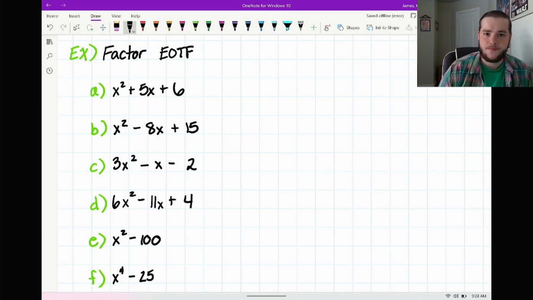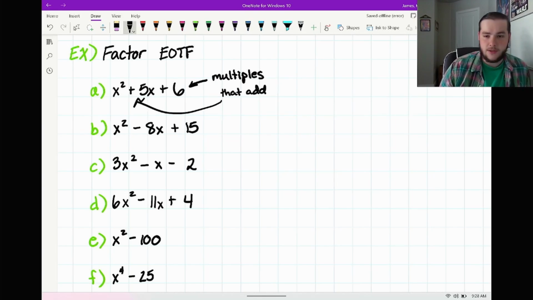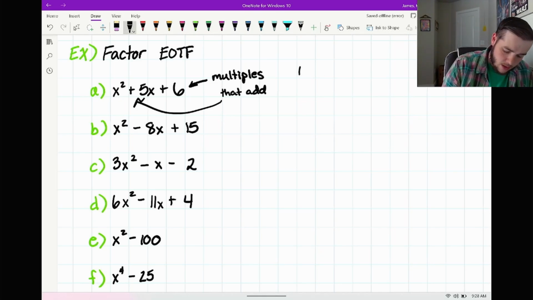For the first one, remember to factor polynomials, in particular these quadratic equations, what I need to do is find multiples of the constant term that add to the linear term. So I need multiples of 6 that add to 5. Let's see what they are.